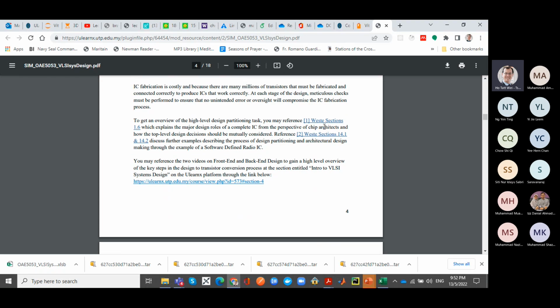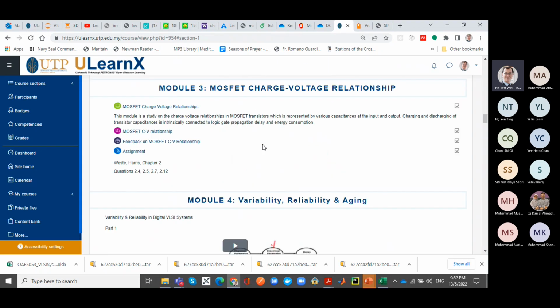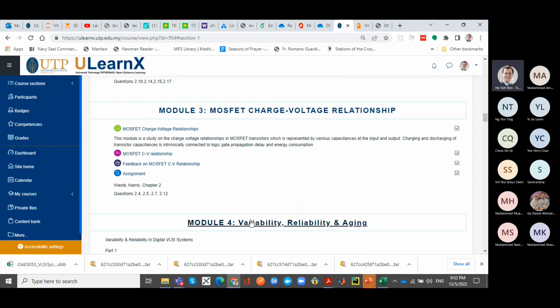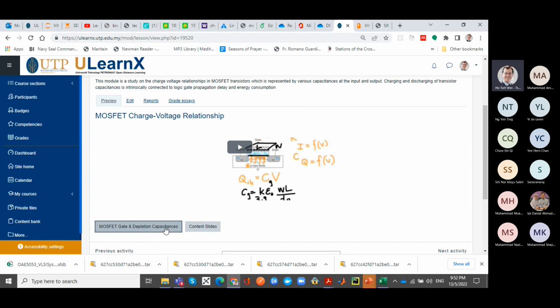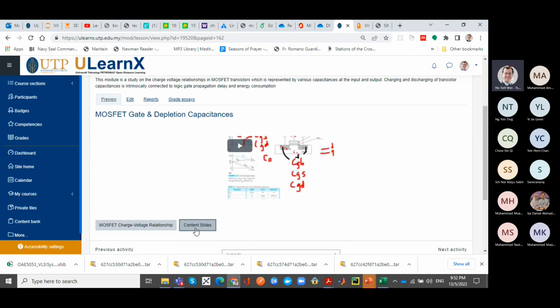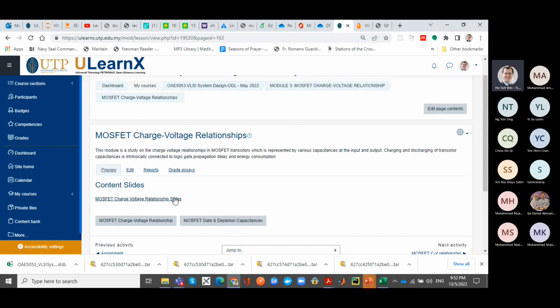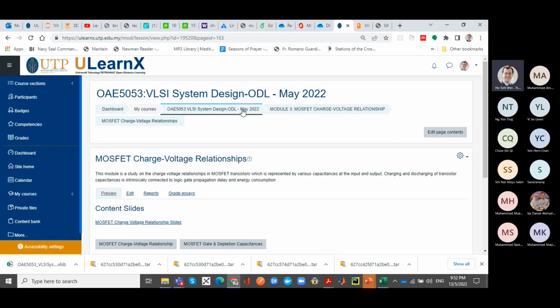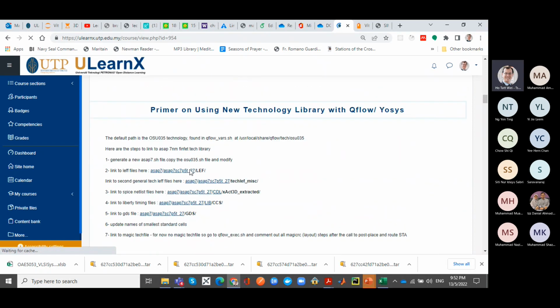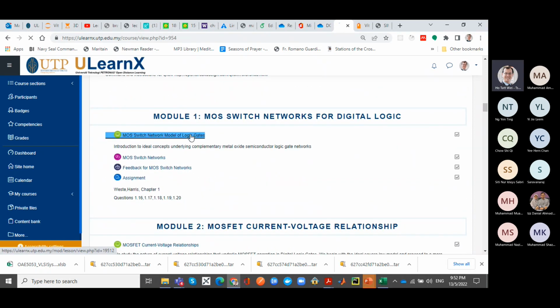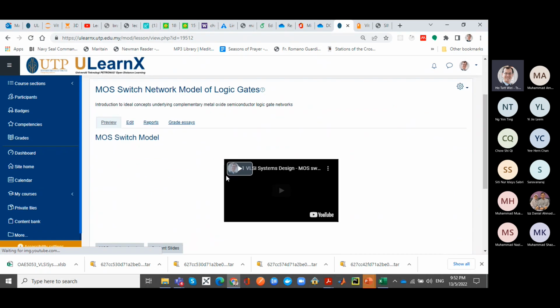So there'll be a mixture of textbook links as well as video links. I have a bunch of videos also listed on the ULearnX here. You can see here, module 4, the variable reliability. Module 3, you go in here, you click this, and then the videos are all here. And then you can click on the links at the bottom here. And if you actually need the slides I used to create the videos, go ahead and do that. So there are videos for module 1, module 2, module 3, module 4, module 5.